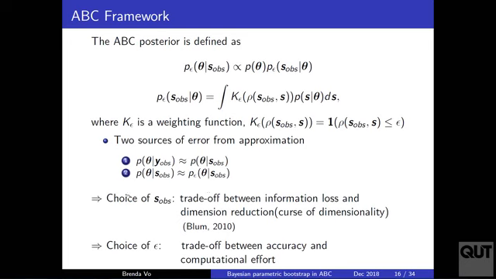The first source of error has been discussed a lot in Blum 2010, where we need to trade off between the information loss and the dimension reduction. For the choice of epsilon, if you have a large epsilon, then you compute quicker, but it is less accurate. And if you reduce the epsilon too much, then you have problems as well.